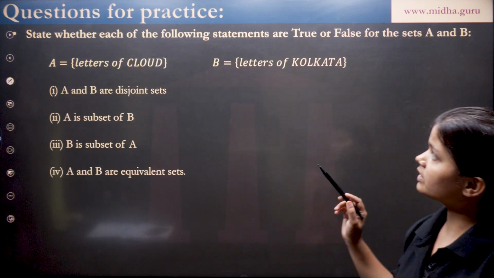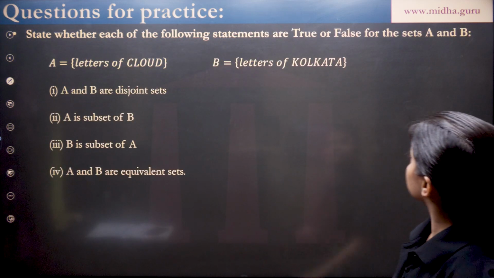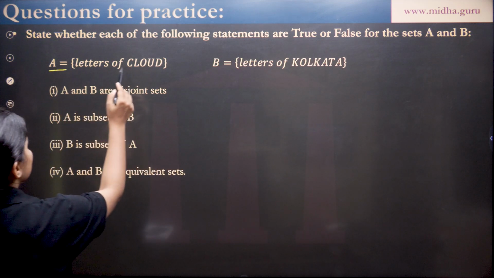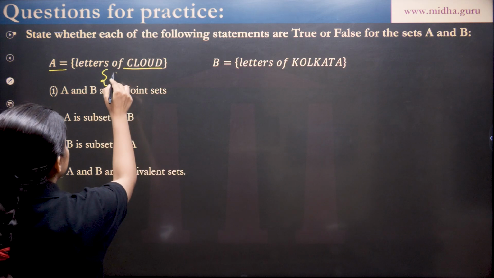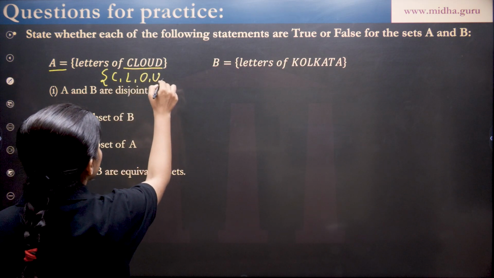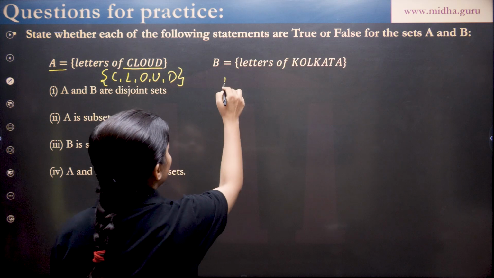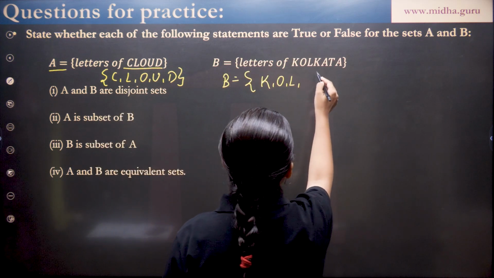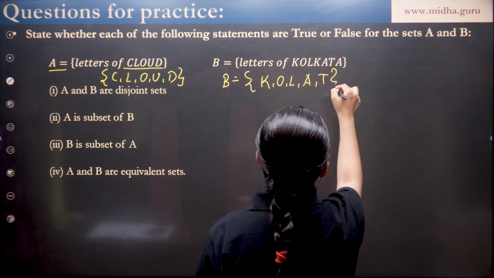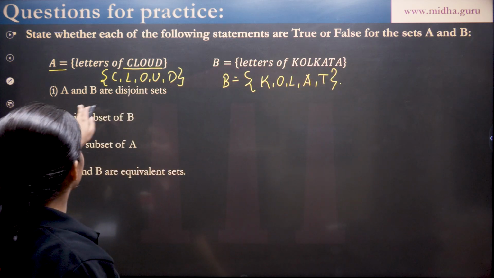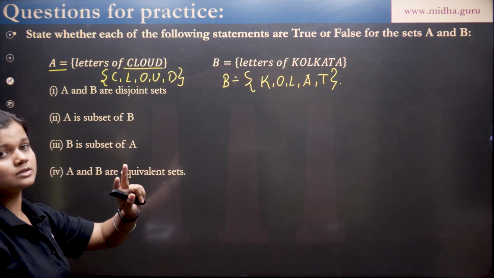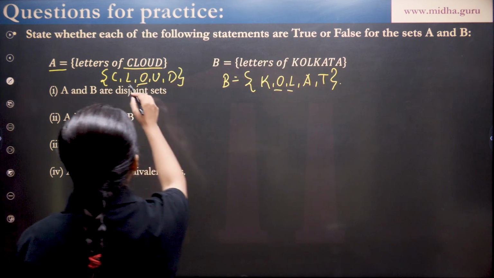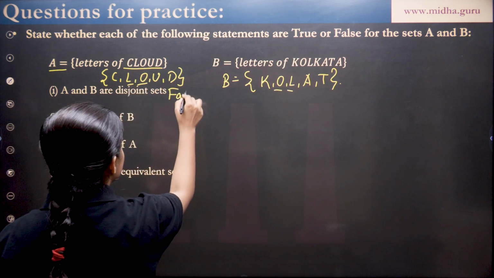Next is: state whether each of the following statements is true or false for the sets A and B. First, A is the letters of the word CLOUD, so it is C, L, O, U and D, and B is the letters of the word KOLKATA, that is K, O, L, A and T. These are the 2 sets. A and B are disjoint sets? It means no elements are common in A and B? No. O and L are common, so this is false.